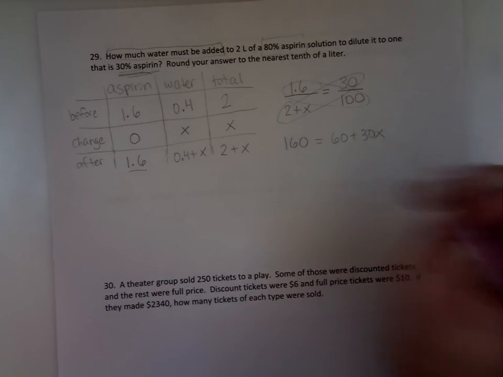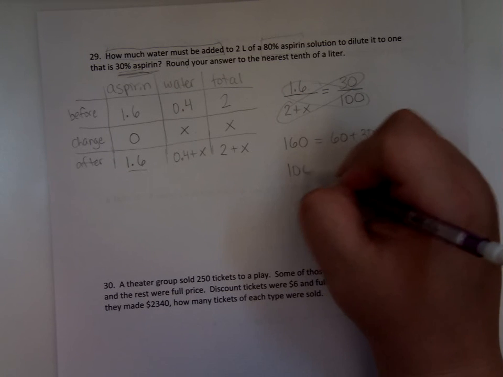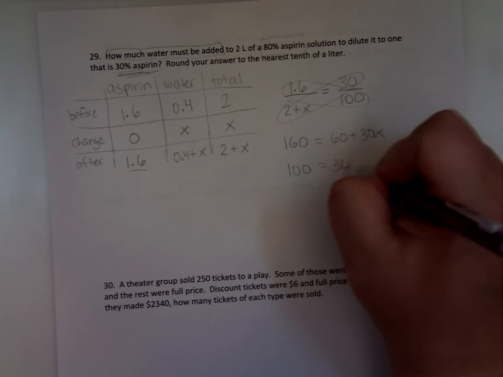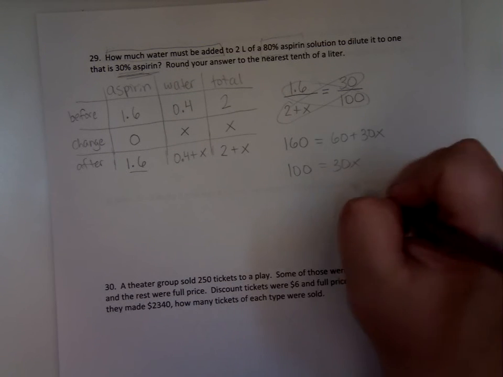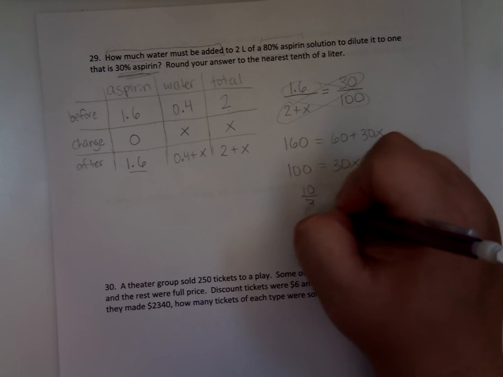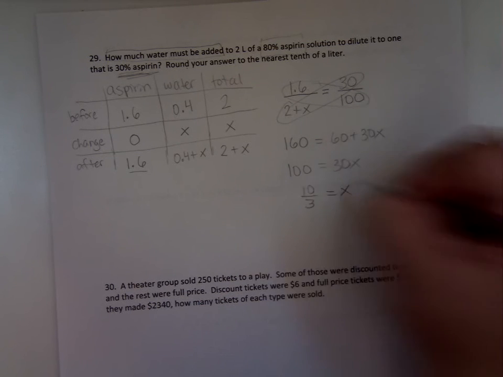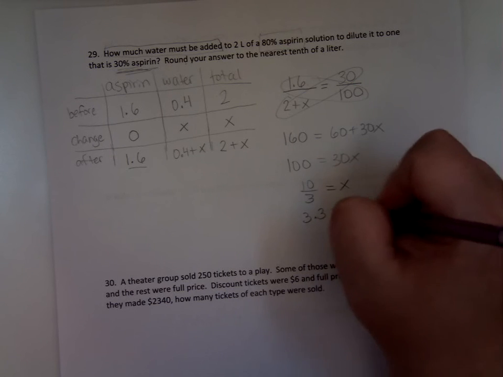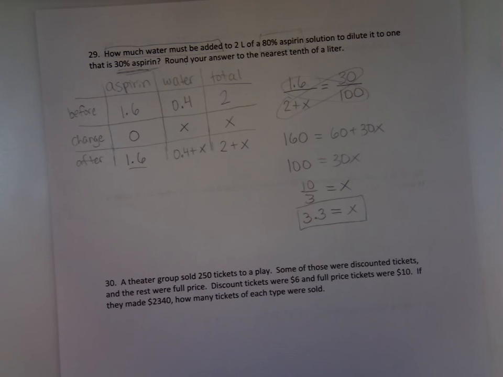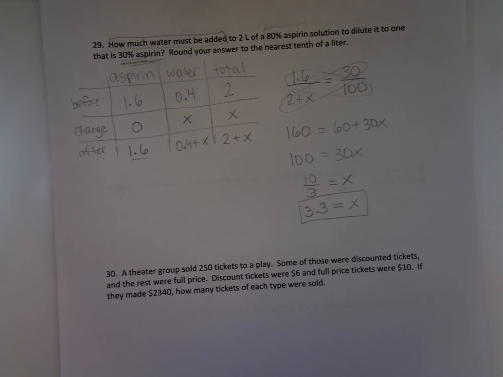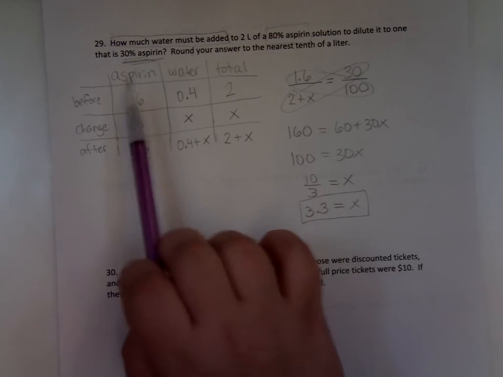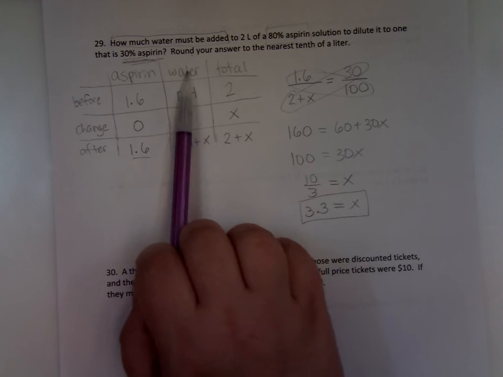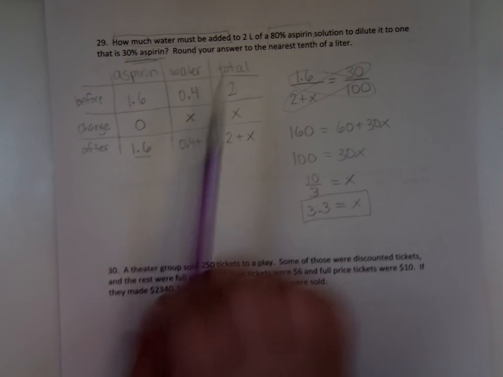Subtract 60 from both sides. We've got 100 equals 30x. And so divide by 30, we get x is equal to 10/3 or 3.3 liters if we're rounding to the nearest tenth. So that's how to do these dilution problems every single time. It's whatever your solution is made up of, and water, and total as your columns, before, change, after as your rows.